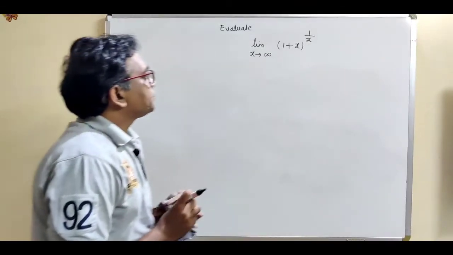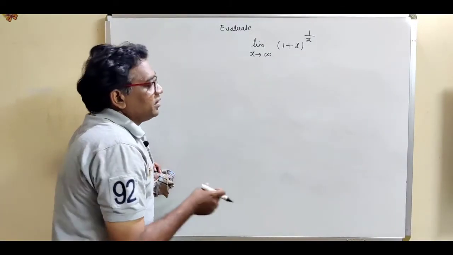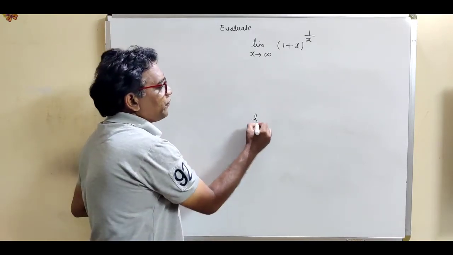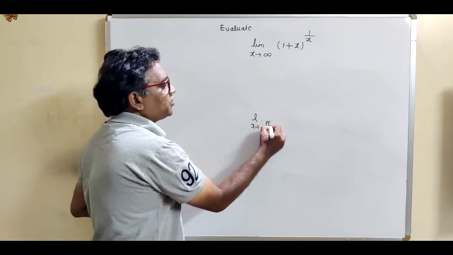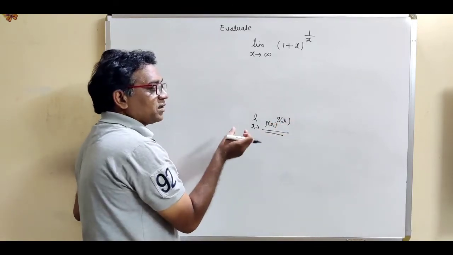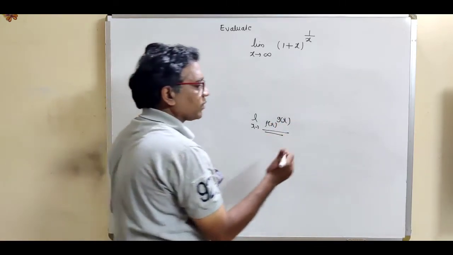Now see, this is our same topic, which contains the limit form, a function raised to another function. This is the fourth type of indeterminate form.